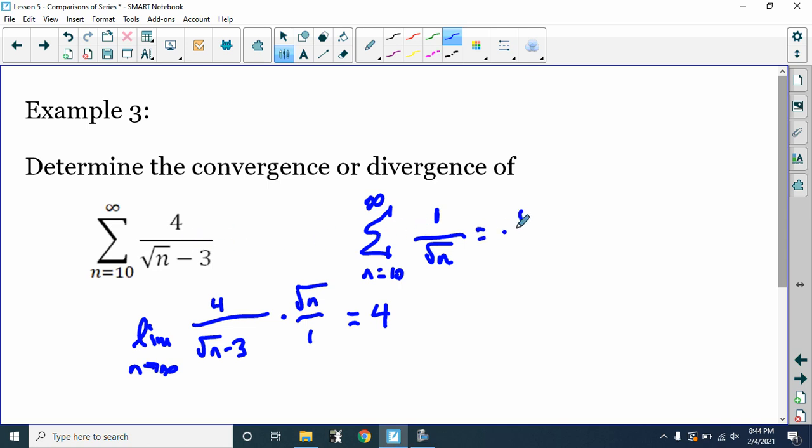This one here is a p-series. Our p-value is less than 1. Therefore, this diverges. So we can say that this over here also diverges.